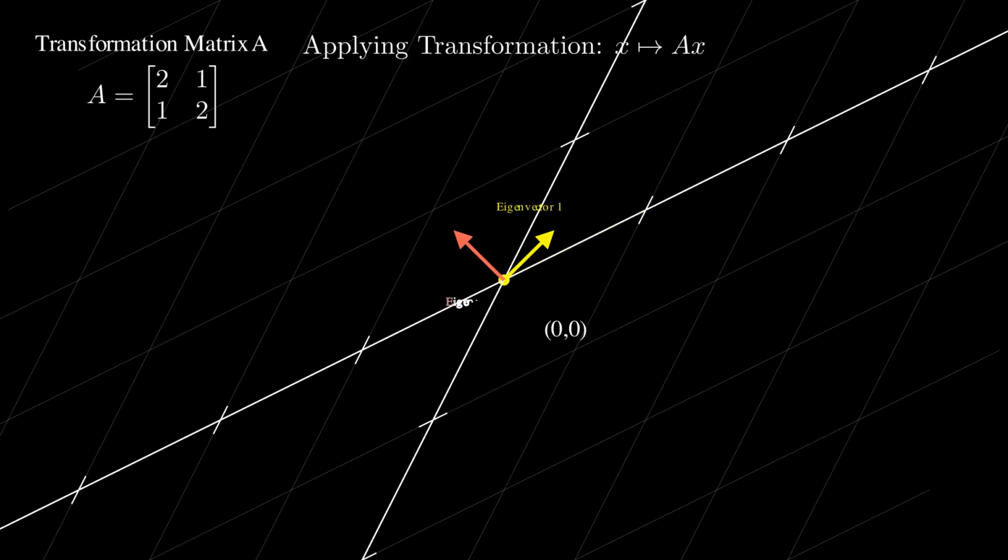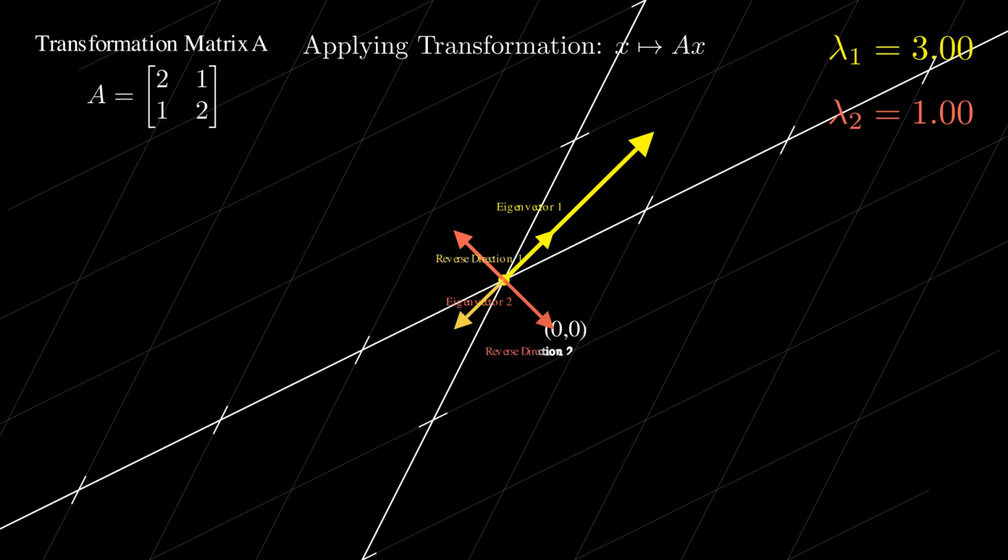These are our eigenvectors, the special directions we found where vectors maintain their orientation. Watch how each eigenvector scales by its eigenvalue. The first eigenvector scales by 3, and the second eigenvector scales by 1. Interestingly, the reverse directions of our eigenvectors also maintain their orientation under transformation.